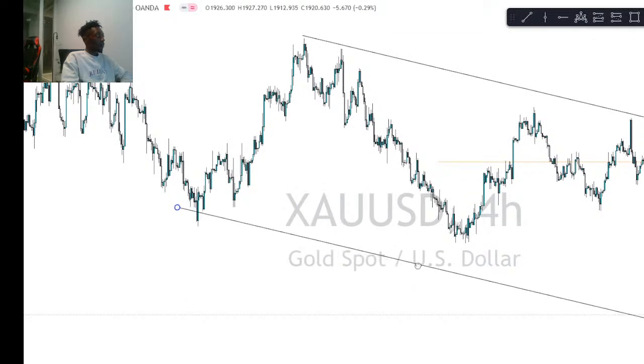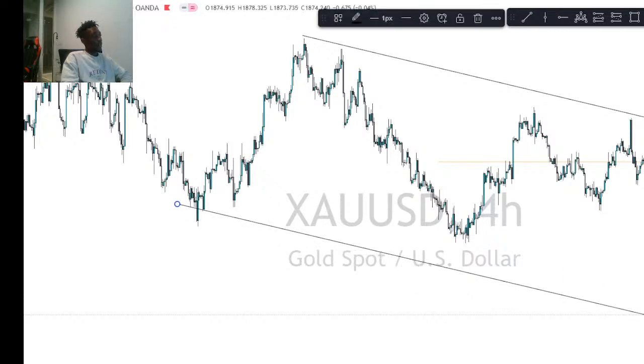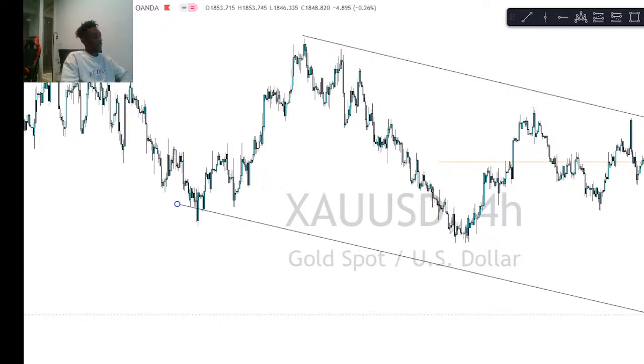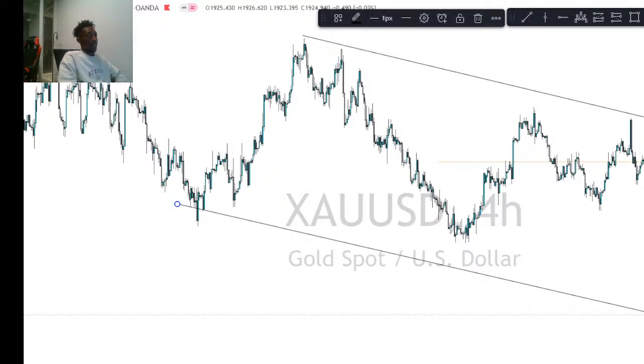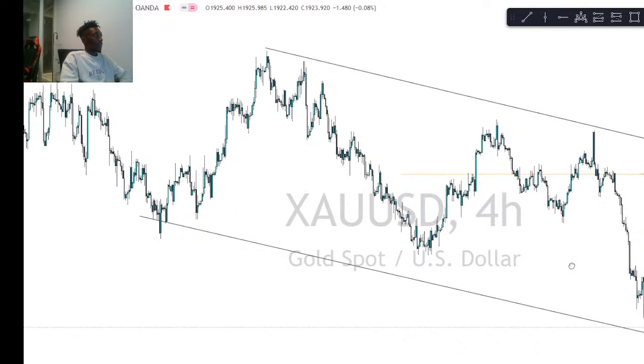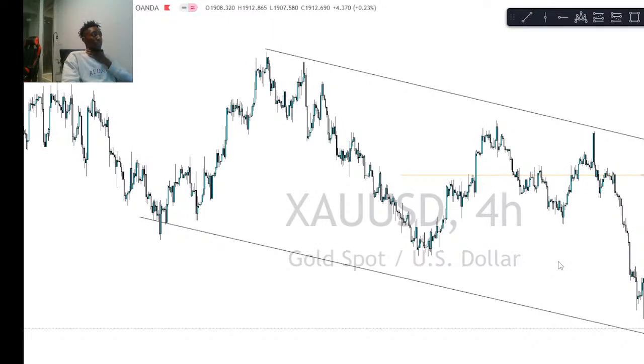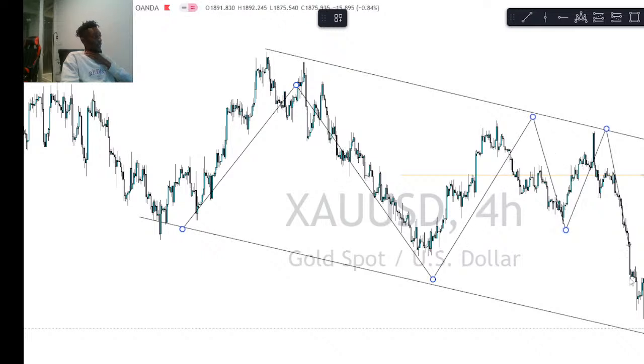So if you are looking at the trend, you are looking at something like this. It's a channel. The market is moving in a channel to the downside. We can see that the market is breaking structures to the downside. From here, it created a movement like this. From here, we are expecting a reaction to the upside. This is what we are expecting for the market to give us.